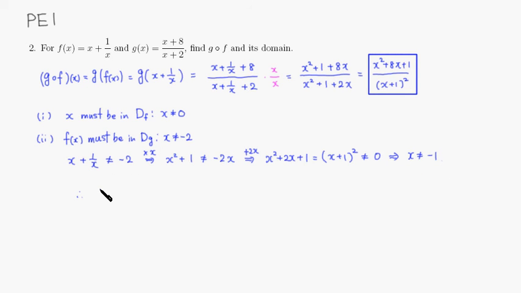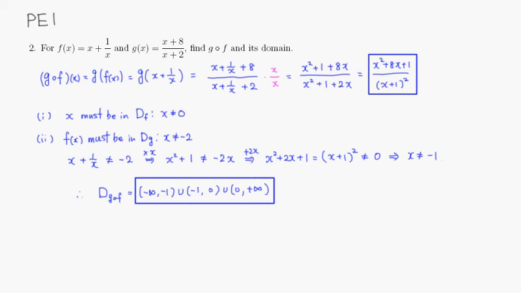Therefore, the domain of g of f is negative infinity to -1, and then skip -1, go all the way to 0, skip 0, then go all the way to positive infinity. So that is the domain of the composite function g of f. All right, that's it. I hope that this was clear.